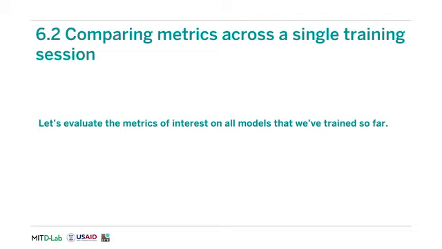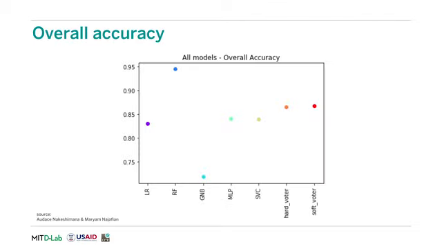Let's now evaluate and compare the metrics of interest on all model types and architectures that we've trained so far. This plot shows results for overall accuracy. You can see that the random forest classifier has the highest degree of accuracy, which is about 94%. You can also see that the Gaussian naive Bayes model has about 72% accuracy, and all the other models fall in between.